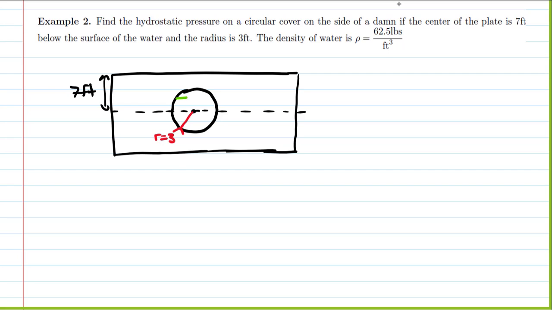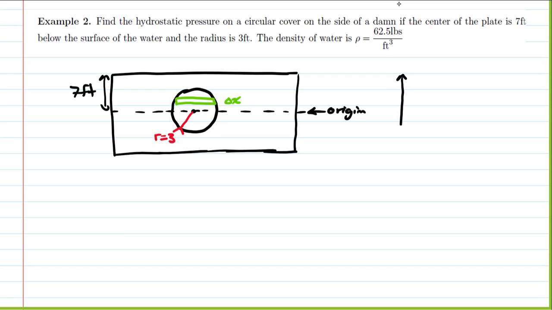Okay, we want to find the force on this circular plate. So let's come up with our approximating rectangle. Let's go ahead and call this, once again, delta x. So now the question is, where are we going to put our origin? Well, we have a couple of choices. The top of the water. There is no real bottom because we don't know where the dam ends. All we know is that the plate's center is 7 feet below the surface of the water. So it turns out in this one, since circles are very symmetric, why don't we put the origin at the center of the plate?